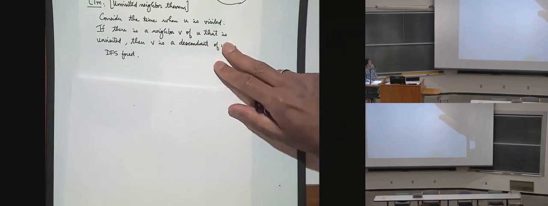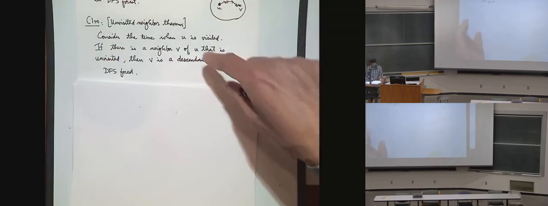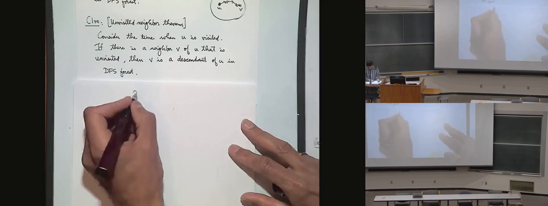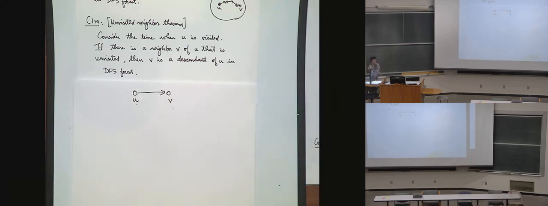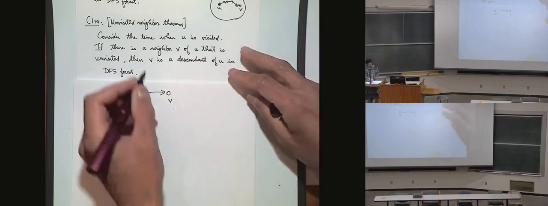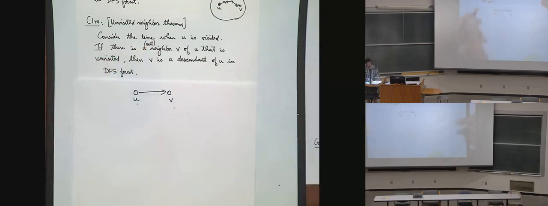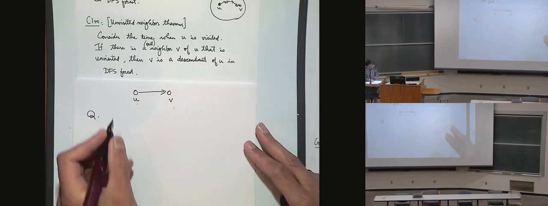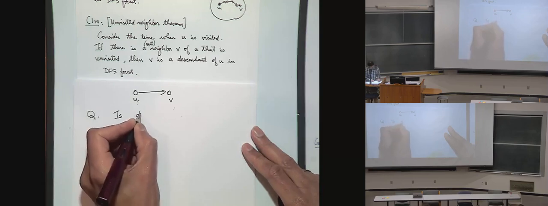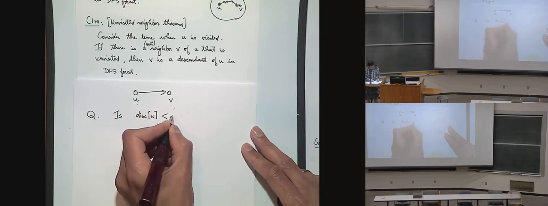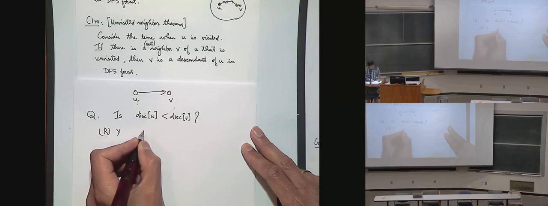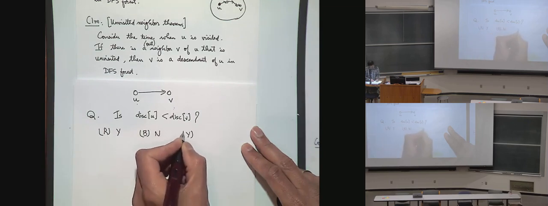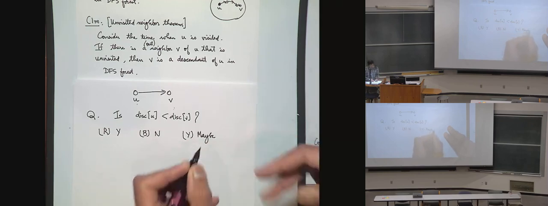So consider the situation of this theorem. Here is U and V. There's an edge between them, because I said that it's a neighbor. By neighbor, I usually mean out neighbor, so a path is always in the directed graph. So the first question is: is the discovery of U less than the discovery of V? Is it yes, no, or maybe? Maybe means maybe, maybe not.